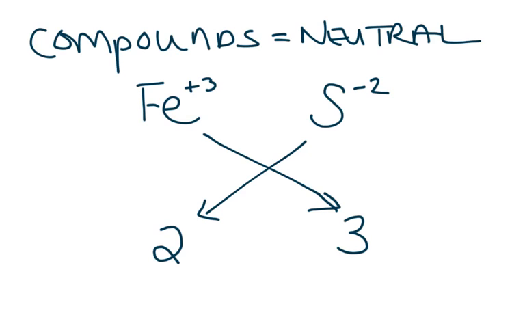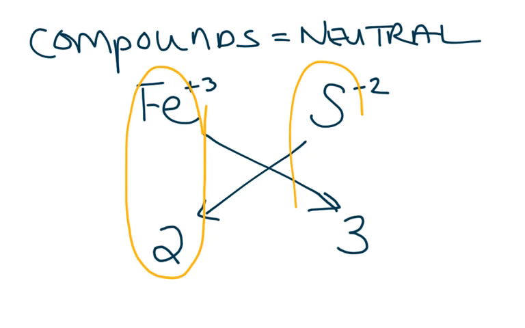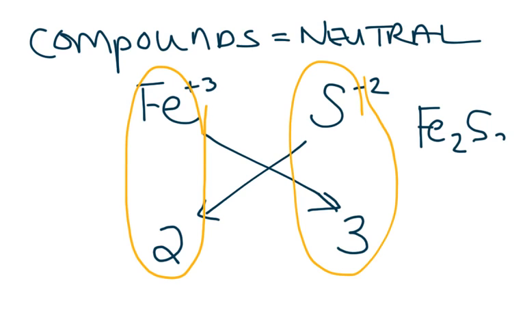Believe it or not, you have just found the formula. Okay, your formula is Fe2S3. Okay, a lot of people love this crisscross method. And what you'll realize by doing it is +3 times 2 is a +6, -2 times 3 is a -6, and the entire thing ends up being neutral.